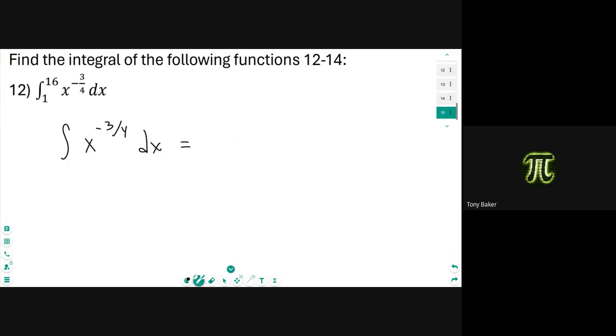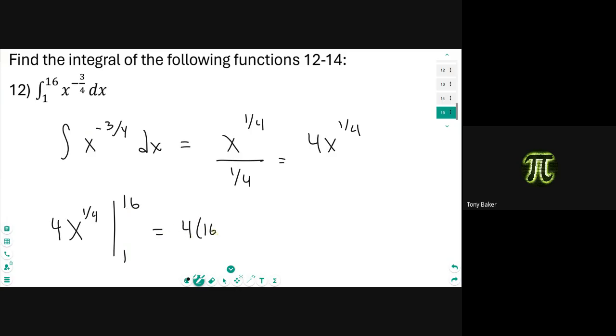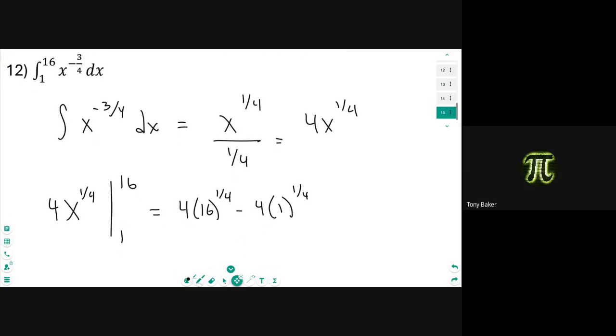What's the power rule for integration? Well, what did we do for the power for differentiation? We subtracted one and brought it down, right? Yeah. Correct. So if we add one to this, we're going to get x to the 1/4. And we divide by 1/4, which is really 4x to the 1/4. And since it's a definite integral, we're now evaluating that at 16 and 1. So the answer is 4.